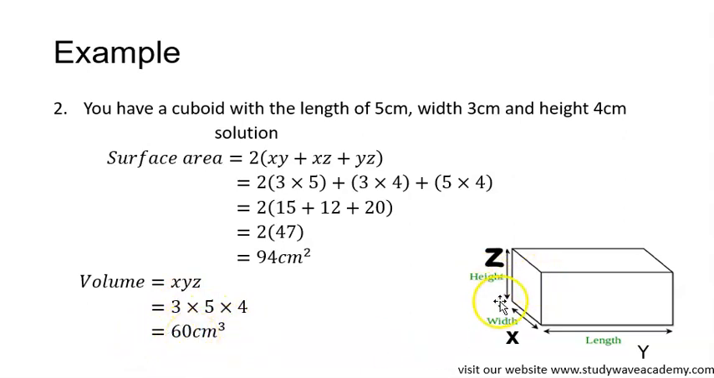Okay, so for a cuboid where the length is 5 centimeters, the width is 3 centimeters, and the height is 4 centimeters, the surface area is 94 centimeters squared, and the volume is 60 centimeters cubed. Okay, do you understand that? Okay, good. So we now know how to calculate the surface area and the volume of a cuboid.